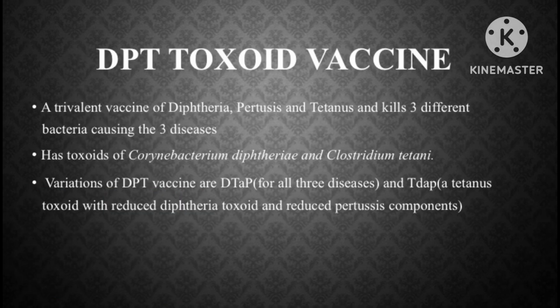An example of toxoid vaccine is the DPT toxoid vaccine. It is a trivalent vaccine which has diphtheria, pertussis, and tetanus. It contains toxoids of only Corynebacterium diphtheriae and Clostridium tetani. Variations of the DPT vaccine are DT and TDAP.